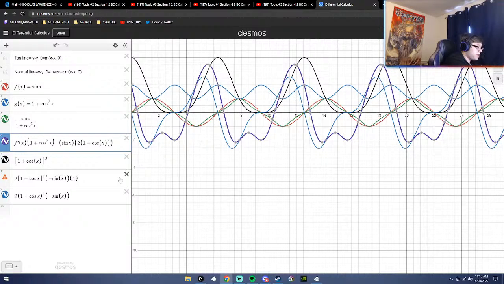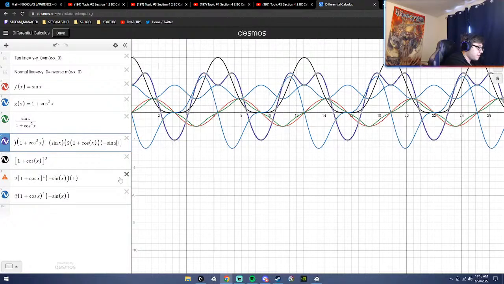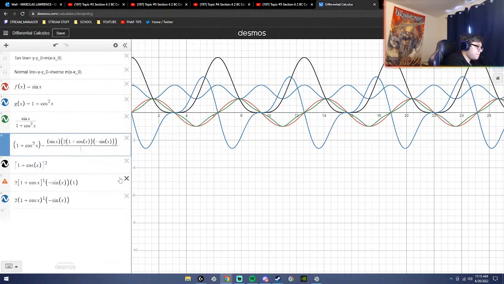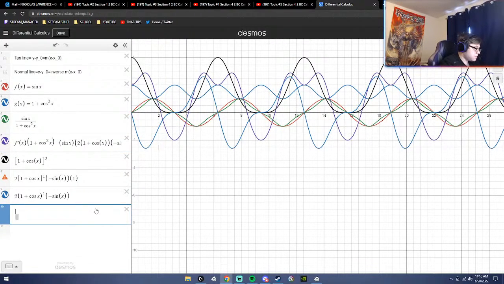This is a horrible notation, so I just dropped the 1. I didn't close the 2 out yet. Okay, good. Times negative sine of x. And then this would all be divided. Can I just copy and paste this, please? Oh wait, I forgot to put that there.